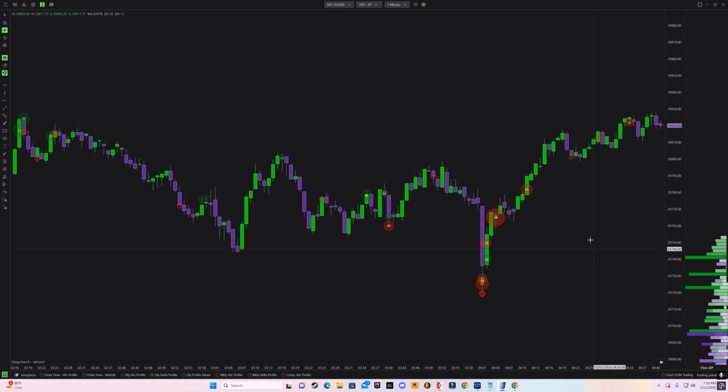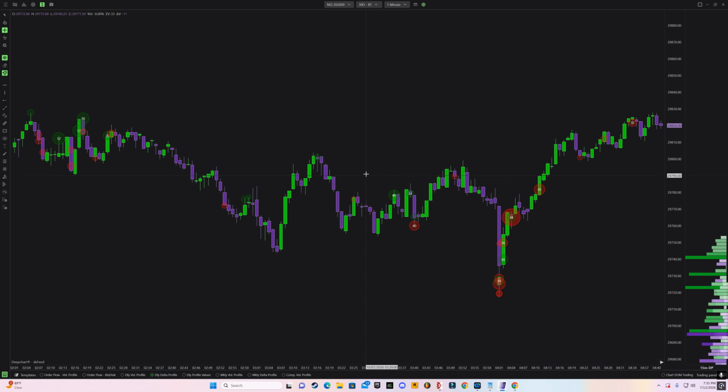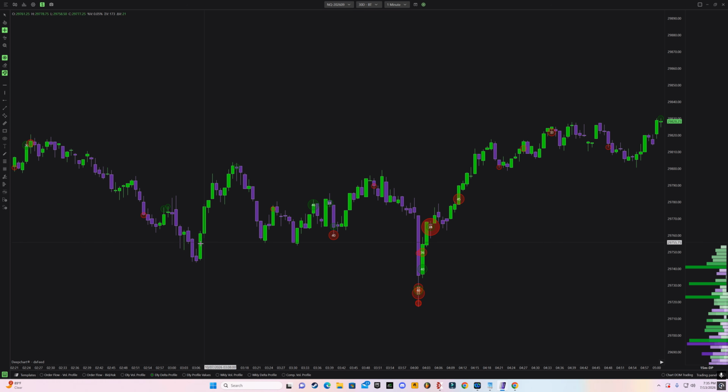So this is an ICT concept, right? Accumulation, manipulation, and distribution. And then we, of course, have sell side liquidity to the downside here, and then we have buy side liquidity to the upside. This was 5-minute liquidity that I was looking at.